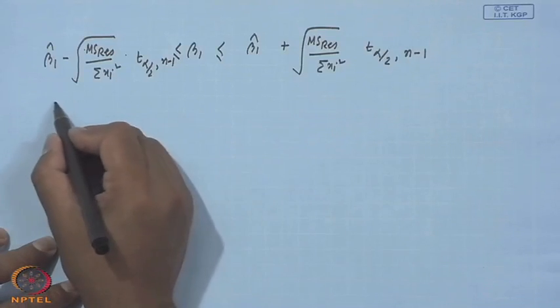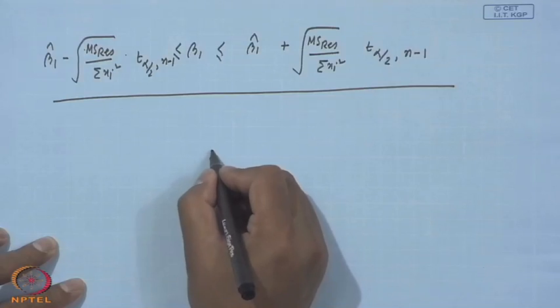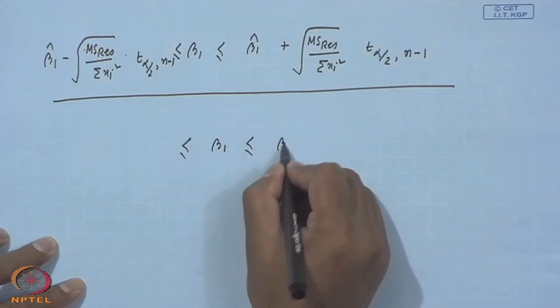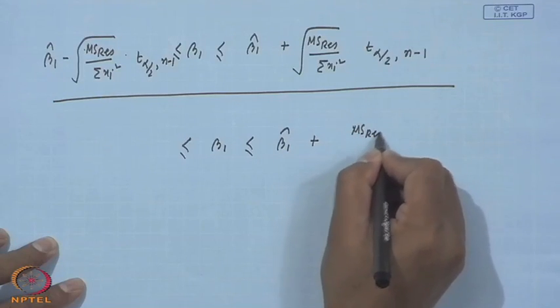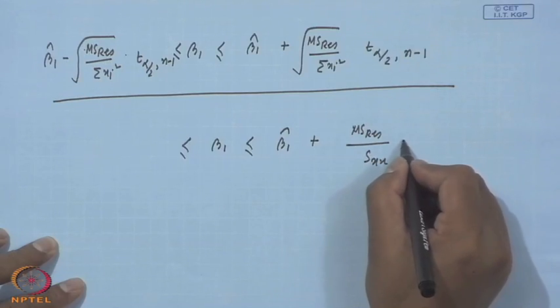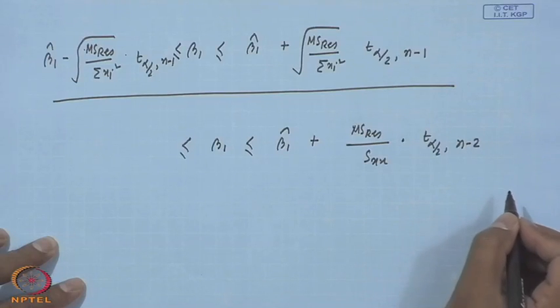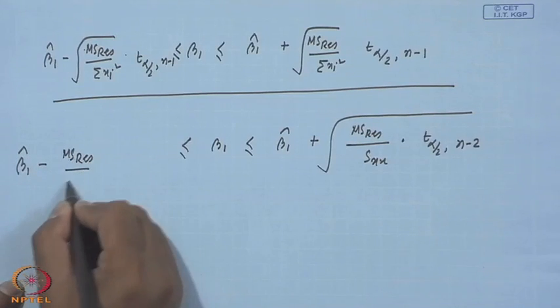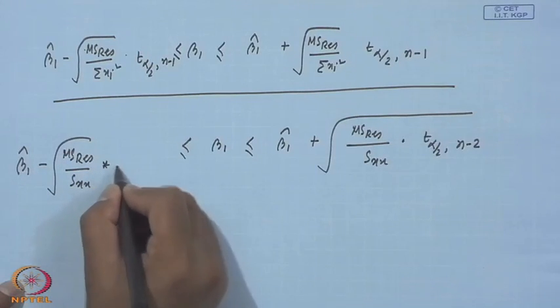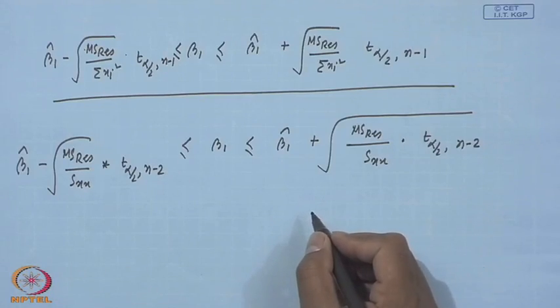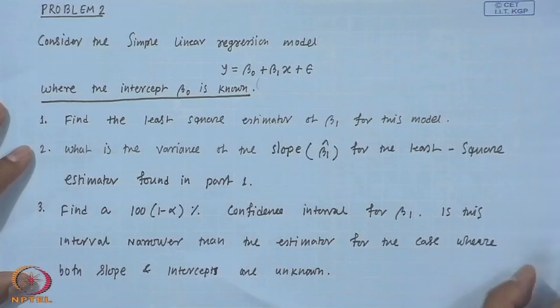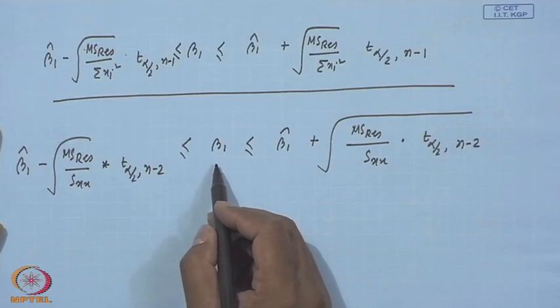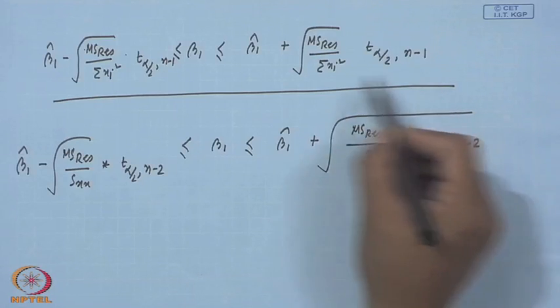Now, what happens in the usual case when both beta naught and beta 1 are unknown? We get this confidence interval for beta 1. There it is beta 1 hat plus square root of MS residual by S_xx into t alpha by 2, and the degree of freedom is n minus 2. So, this is the upper limit, and the lower limit is similarly beta 1 hat minus square root of MS residual by S_xx into t alpha by 2, n minus 2. Now, the question was: is this interval narrower than the estimator for the case where both slope and intercept are unknown? So, this is the case when both intercept and beta 1 are unknown, and this is the case when beta naught, the intercept, is known.